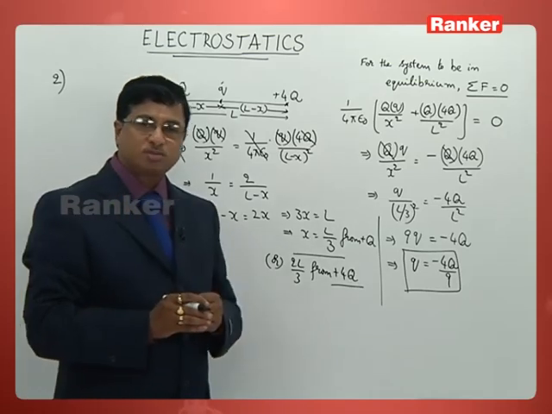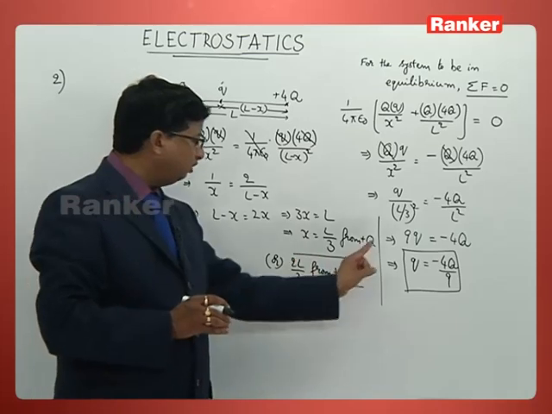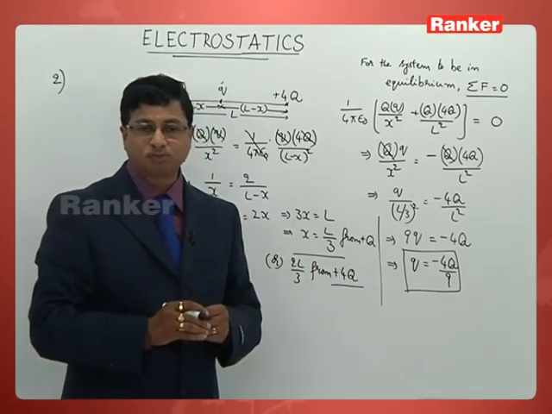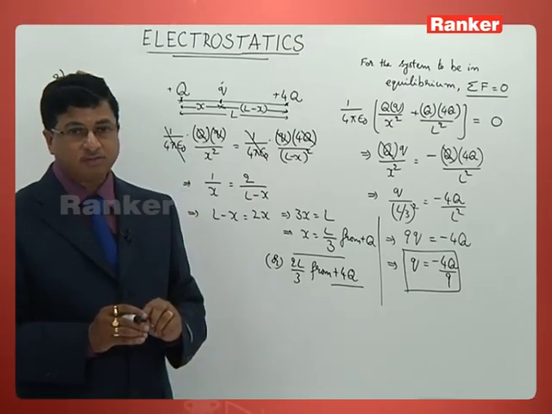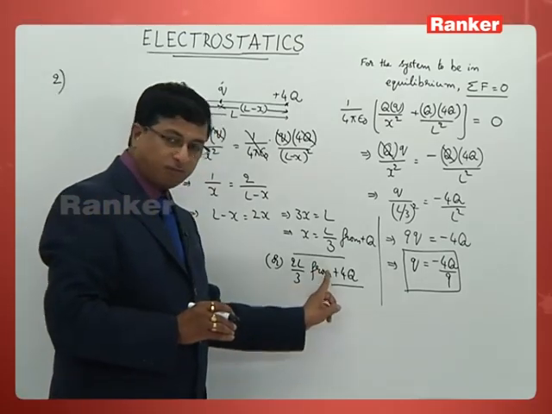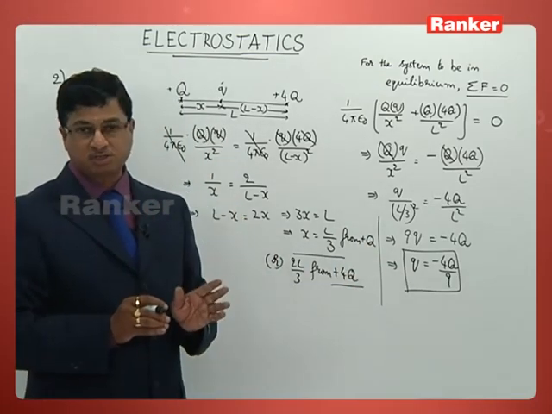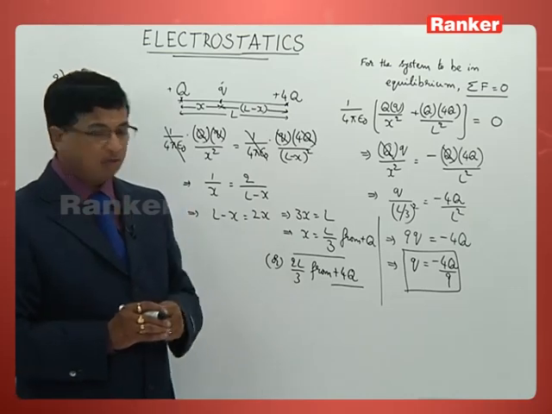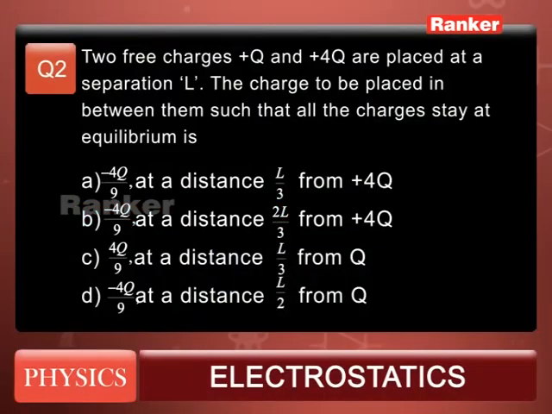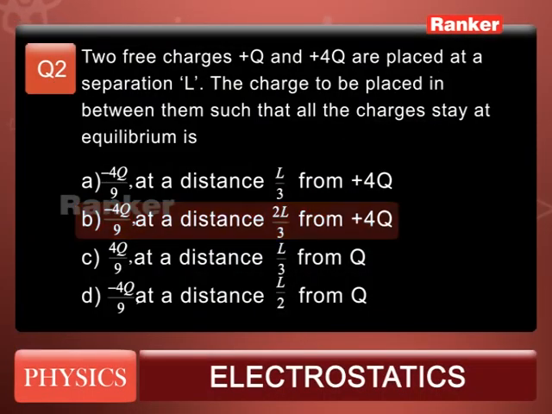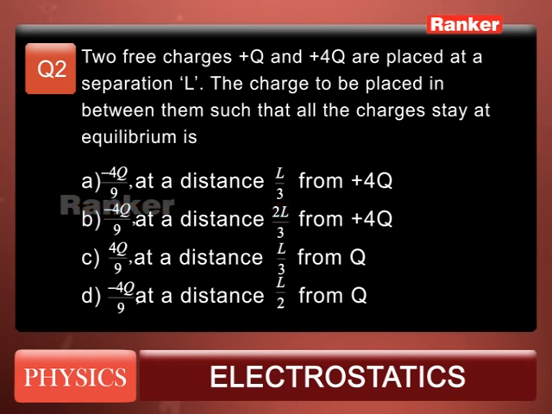So which is the correct option over there? The second option is exactly tallying with these two values. So minus 4q by 9 at a distance 2L by 3 from plus 4q charge. That is the correct option for this particular problem. So what will be the correct answer now? The answer is supposed to be the second one. Answer must be B as far as the second question is concerned.